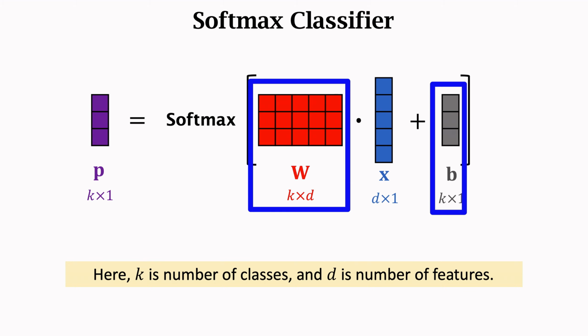Matrix W has k rows. k is the number of classes. Every row of W corresponds to a class.